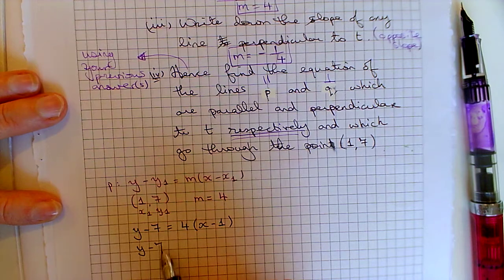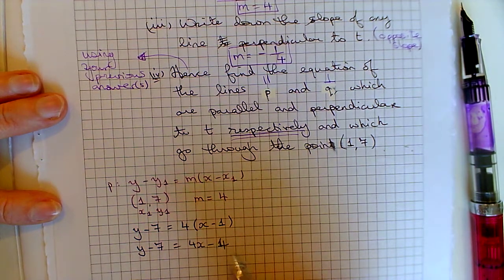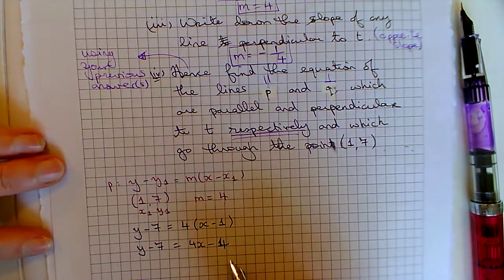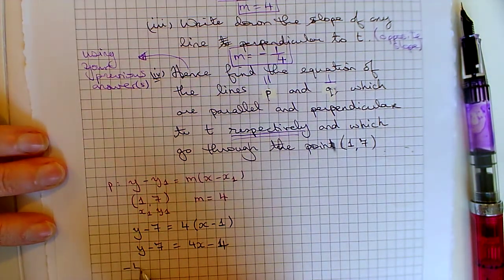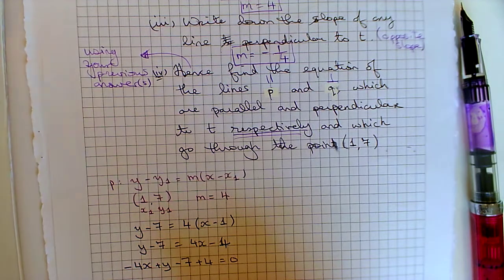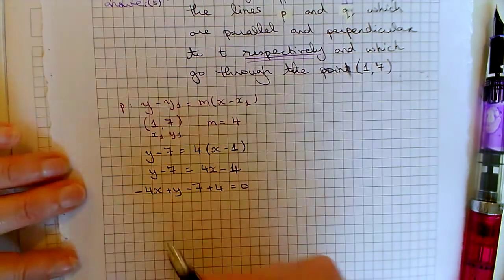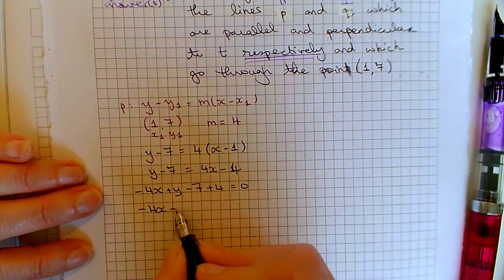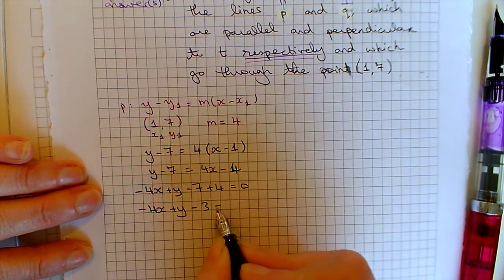Multiply out my brackets. y minus 7 is 4x minus 1 minus 4. Gosh, I nearly forgot to multiply the 4 by the minus 1 there. Bring everything to one side. Minus 4x plus y minus 7 plus 4 equal to 0. Add like terms. Minus 4x plus y minus 3 equals 0.